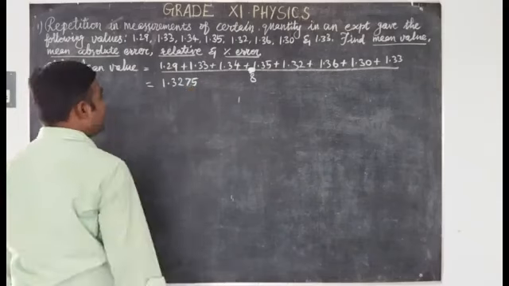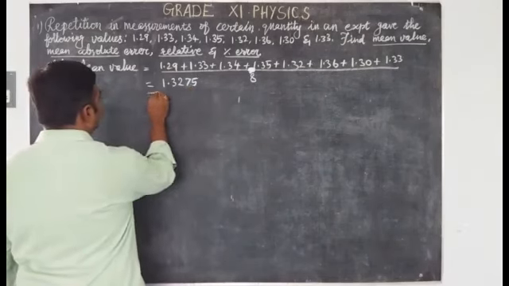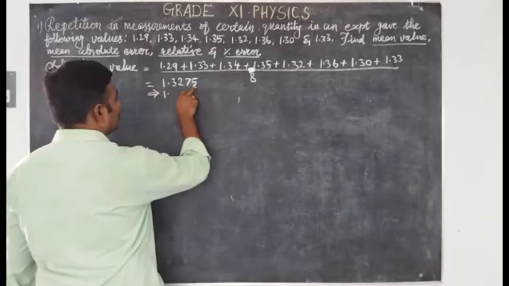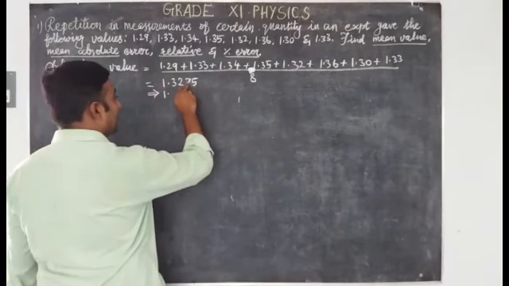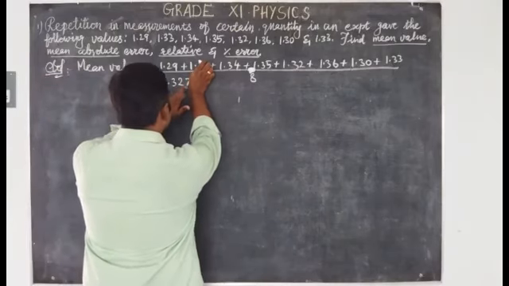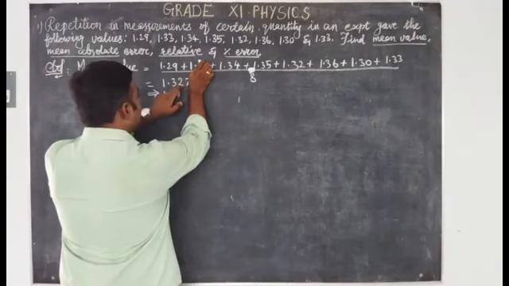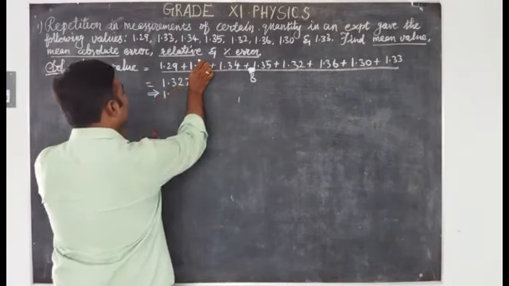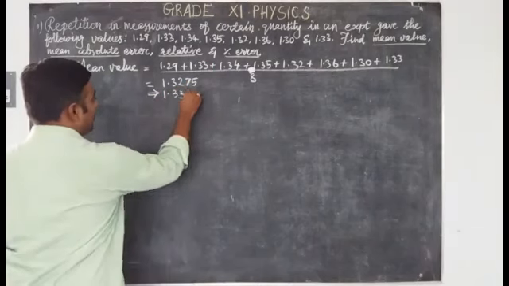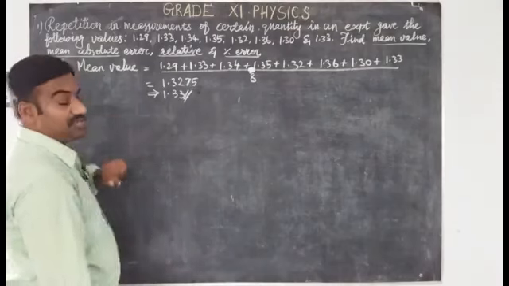By rounding the digits, the mean value becomes, see, this is 5. The next number is greater than 5, so it vanishes and 7 becomes 8. Now compare the 7 and 2. The 7 is more than 5, so this number vanishes and 2 becomes 3. Therefore 1.33. We got the mean value. It is 1.33. Next one is mean absolute error.